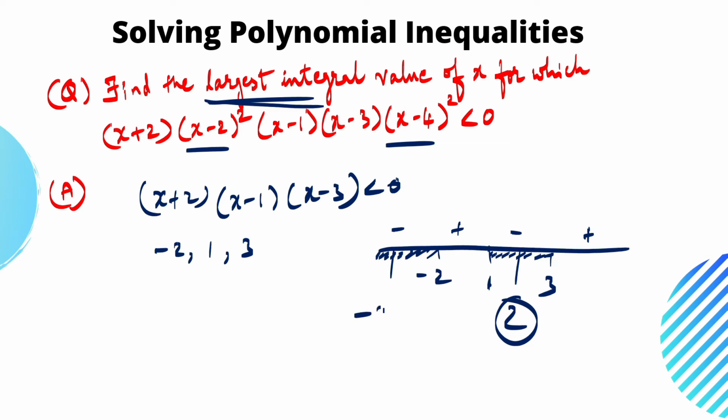But if we substitute 2 here, 2 minus 2 will be equal to 0, and the entire expression will be equal to 0. And if it is equal to 0, then this doesn't satisfy the condition, which is less than 0. Hence, minus 3 is our answer. Right? Let us move on to the next question.